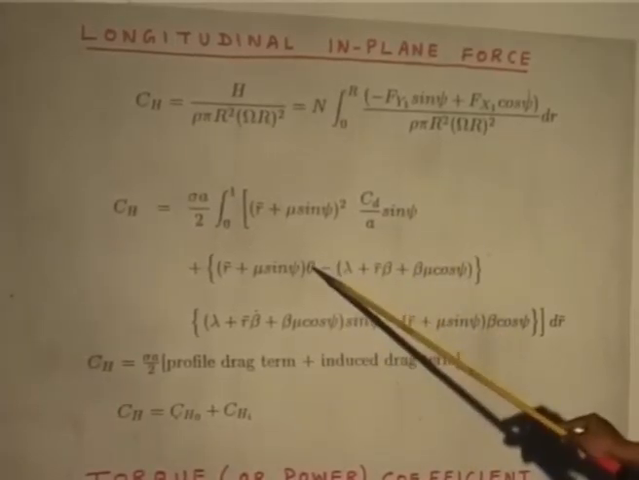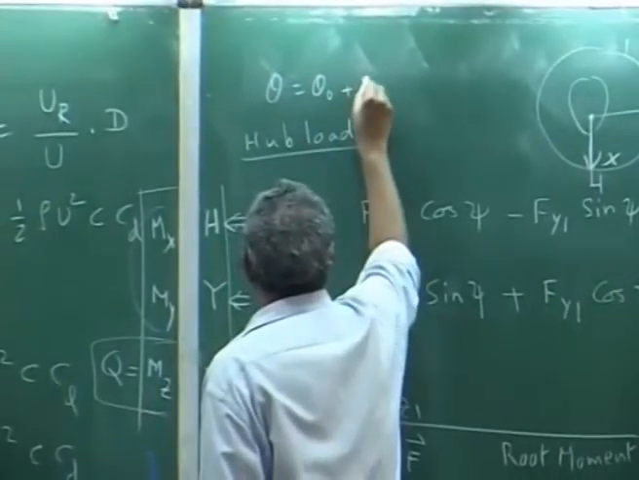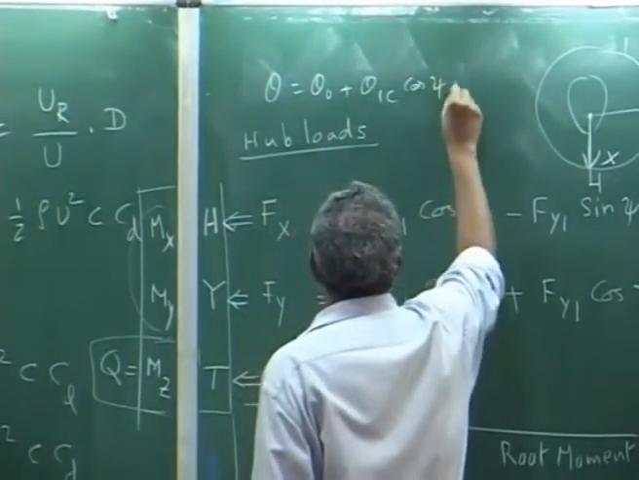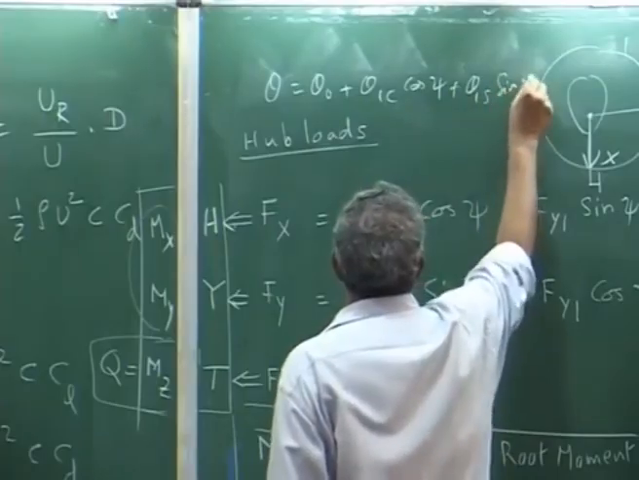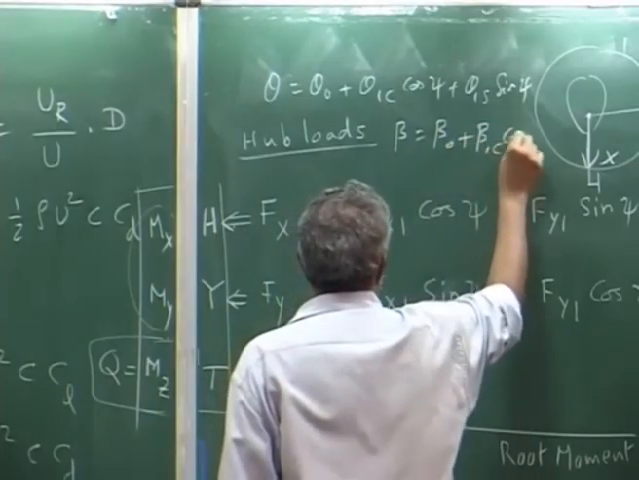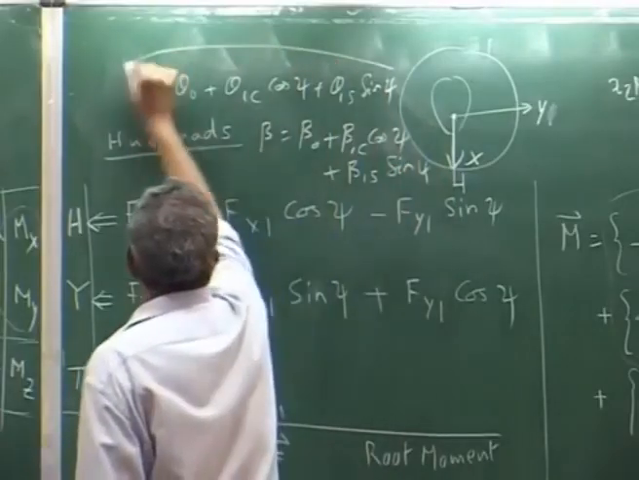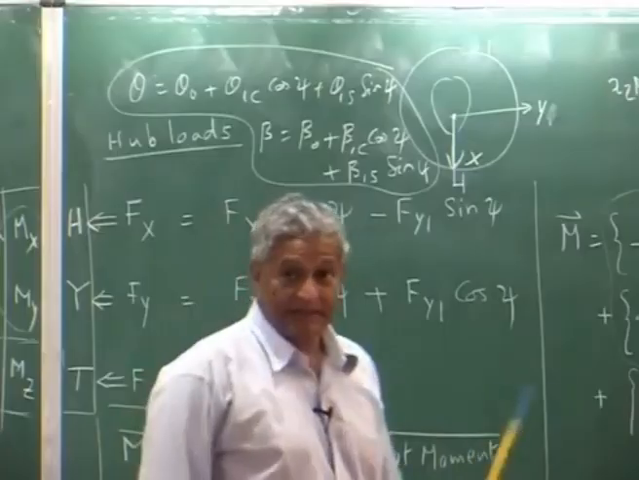Now you see here there is a theta, beta, all the beta dot, and you have to substitute for them. I told you earlier, assume that theta is theta naught plus theta 1c cosine psi plus theta 1s sin psi, and beta is beta naught plus beta 1c cosine psi plus beta 1s sin psi. I have not substituted yet, I will be doing it later, just to give you a glimpse of how they look.